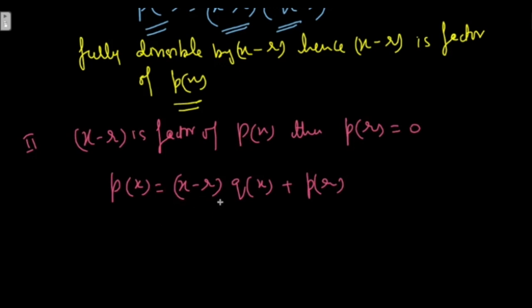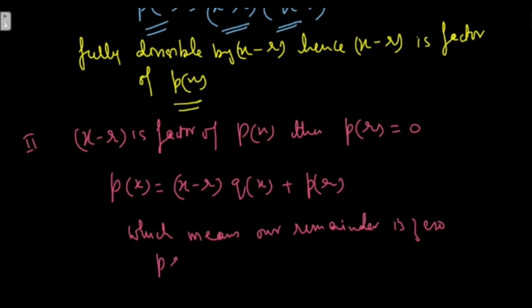Now, if x minus r is a factor of p of x, then it means that x minus r fully divides p of x, leaving remainder 0, which means our remainder is 0, right? When our remainder is 0, and what is the remainder here? p of r. So p of r is equal to 0.